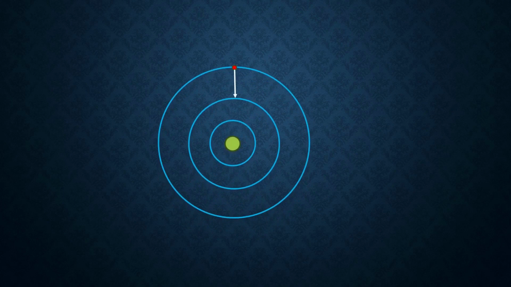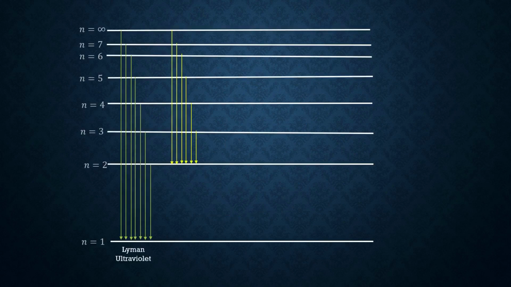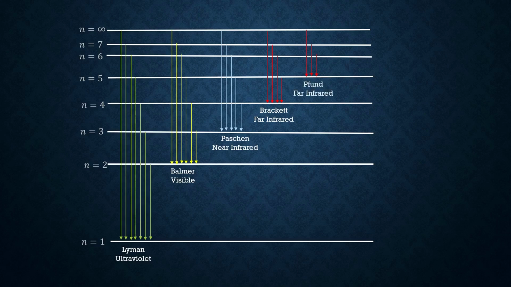Bohr proposed that when an electron in a higher energy level transitions to a lower energy level, it releases energy in the form of light. Depending on the energy level where the electron finally reaches, the emitted light corresponds to specific wavelengths or colors, giving rise to a series of distinct spectral lines in the hydrogen emission spectrum.